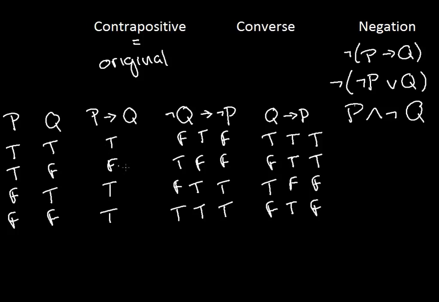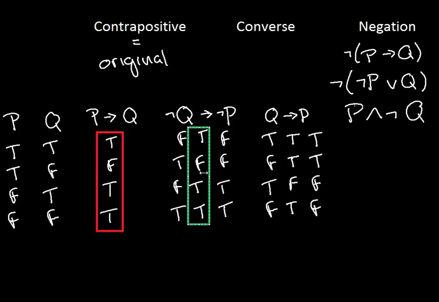We see this is not the same as the original statement. The original statement is true, false, true, true. The next statement is true, false, true, true, which is the same. But this statement is not the same. True, true, false, true.